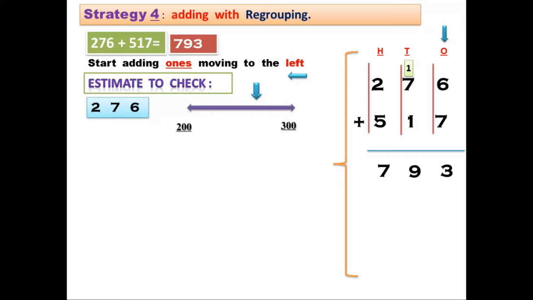Well, if we are rounding to the nearest hundred, we look at the tens place to decide which number, 200 or 300, we will round to. In this case, we look at the tens place, which is 7 here. If the tens place is less than 5, we round down to 200. But if the tens place is more than 5, we round up to 300. Here, the tens digit is 7, which is more than 5. So we will round 276 up to 300.